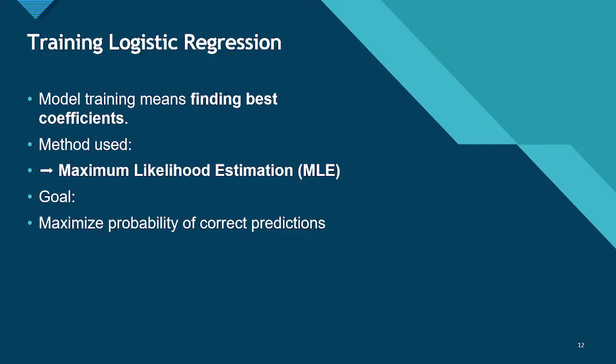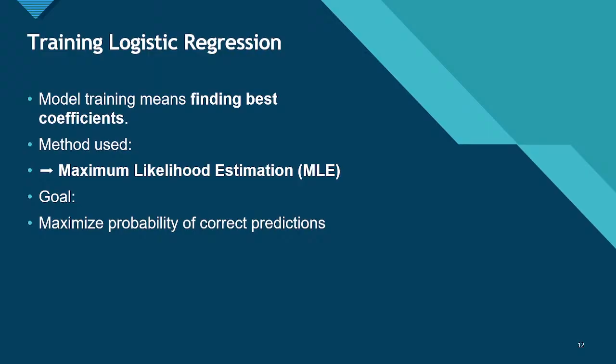Suppose a patient actually has a disease, y equals 1. We want the model to predict the probability of y equals 1 to be as close to 1 as possible. MLE adjusts the weights so that the predicted probabilities match the actual labels across all training data.